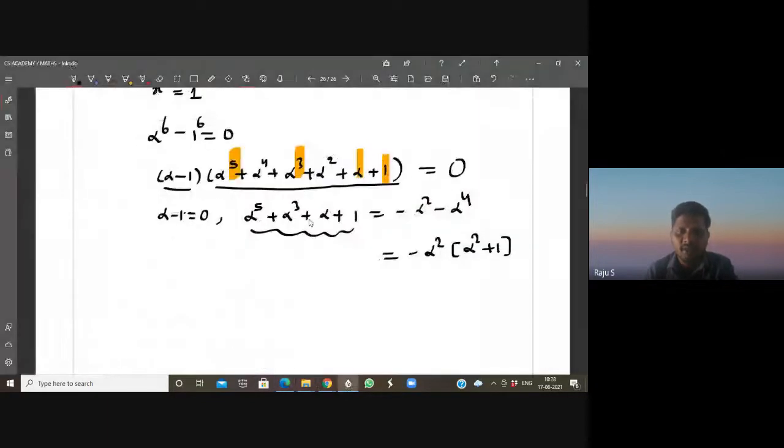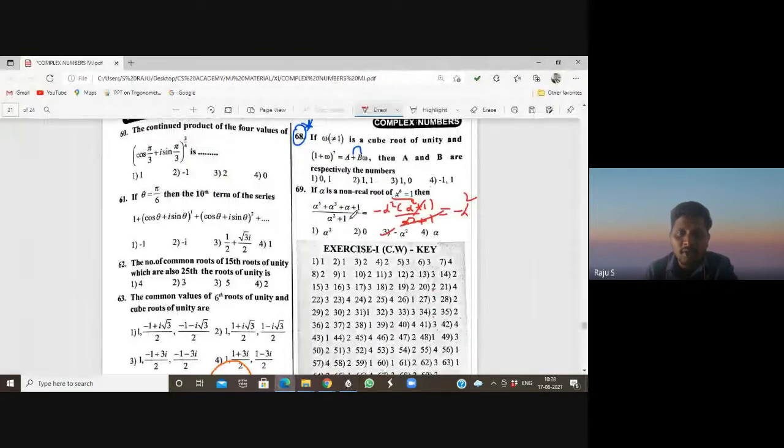Having any doubts? Simple. I have taken the alpha power 6 minus 1 formula. From that I have taken alpha square and alpha power 4 to the right side. Then LHS clearly is the numerator of the given question. Okay.